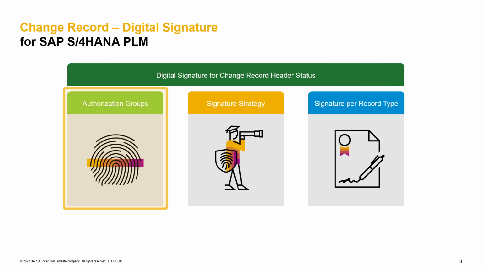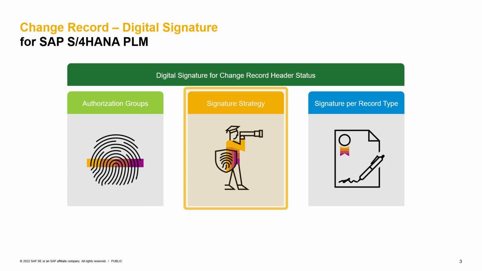The first step when setting up the digital signature is to define your groups and people who will be allowed to execute a digital signature. These people will be allowed to type in their user credentials to sign the change record. They are called digital signature authorization groups, and the related authorization needs to be assigned in the roles and authorizations tab of the user maintenance with transaction code SU01.